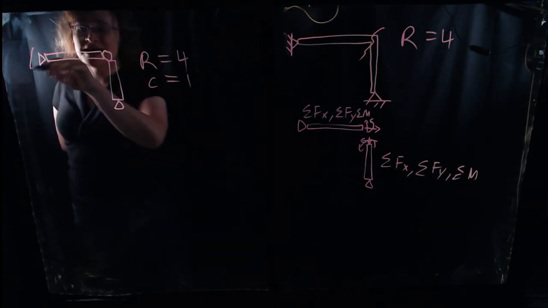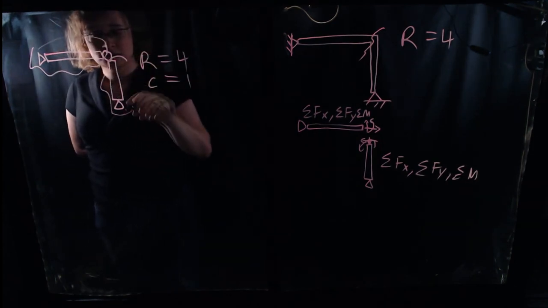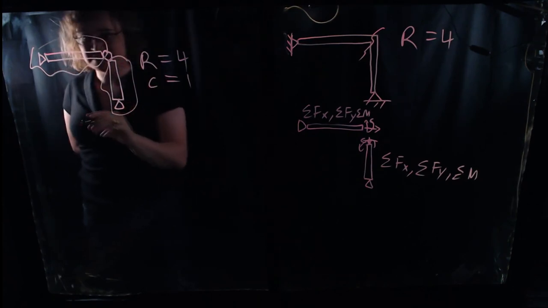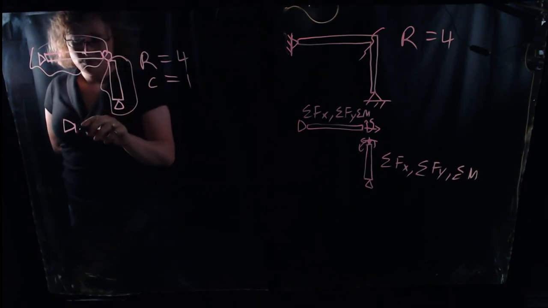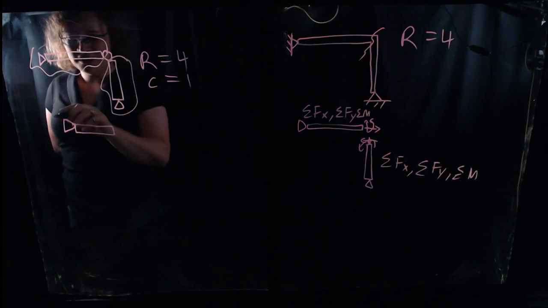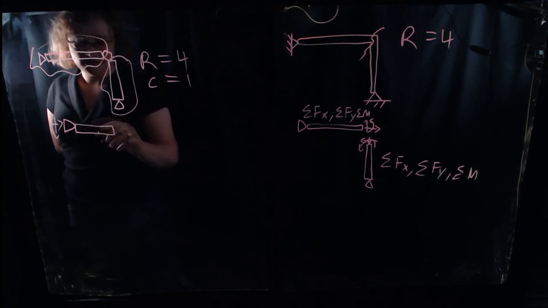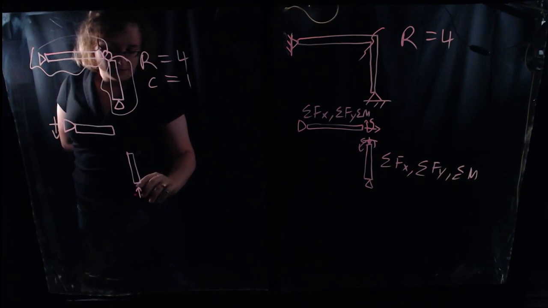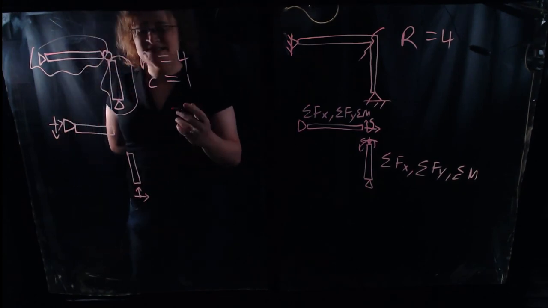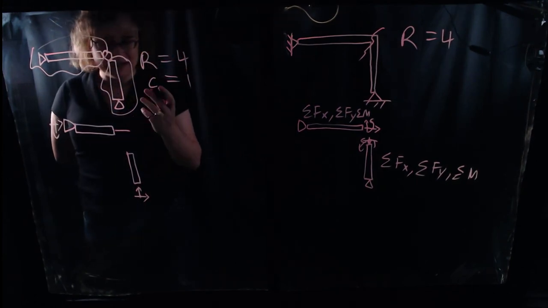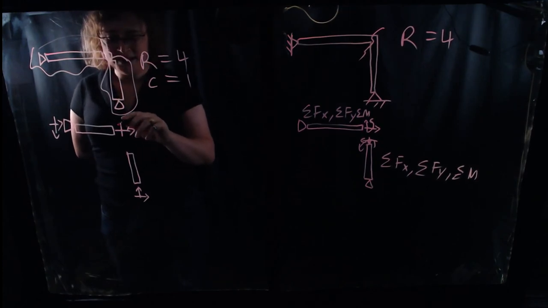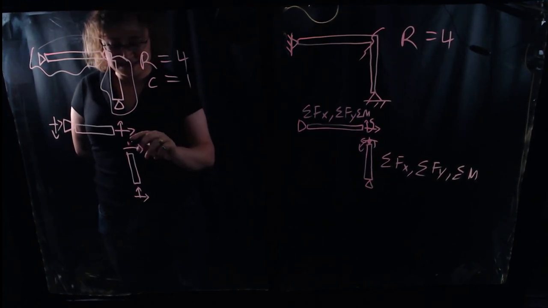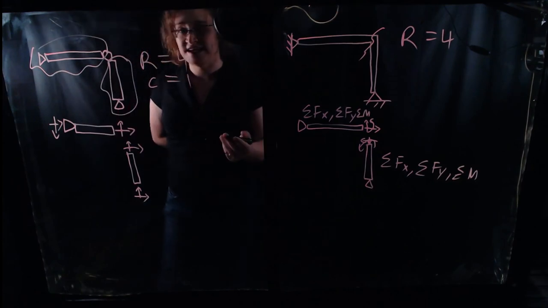So now imagine that I cut this into its component parts. Now I'll have 2 reactions on each of these. Those unknowns still exist. But now, because this is a pin support or a pin joint, moment cannot transfer between the two pieces. Only X and Y force can.